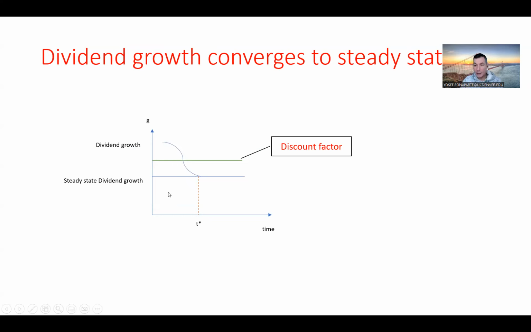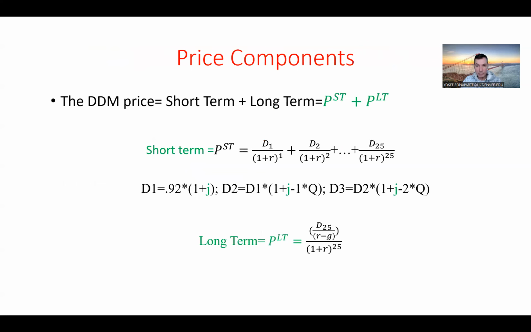The way to do it is in two steps. First step is to calculate the price based on the dividends they will have from time 0 to T star. And then to calculate the price from T star to the end. So that's a two-step model.